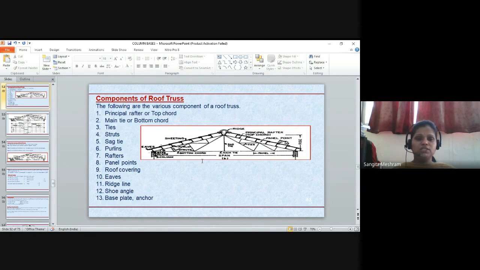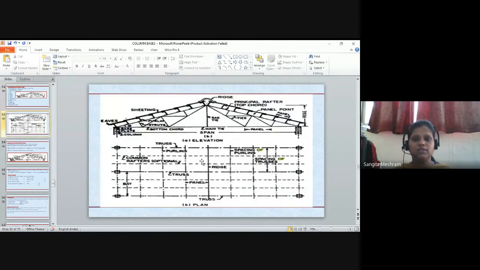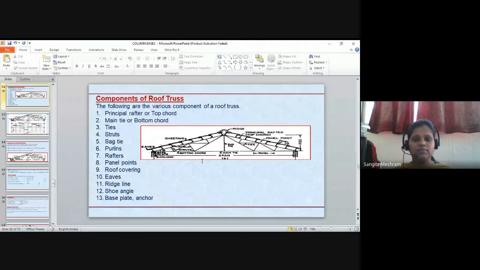These are some components of a roof truss. It consists of principal rafter, top chord, then bottom chord, that is main tie, which is a tension member. Okay, struts, purlins, rafters, then panel points, roof covering, eaves. So these are some components which are related to the roof truss.